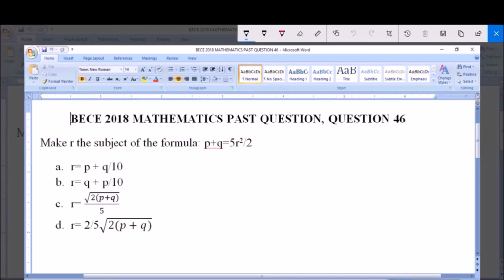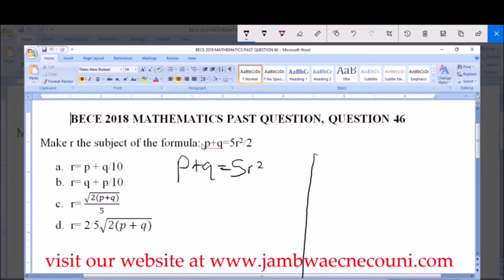Now we are asked to make R the subject of the formula. Now we have P plus Q is equal to 5R squared all over 2. That is, let's divide this page to have enough space. We have P plus Q is equal to 5R squared all over 2.